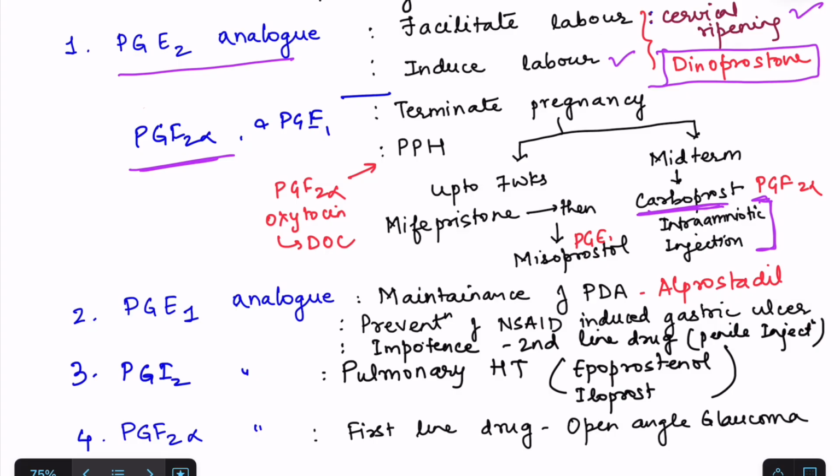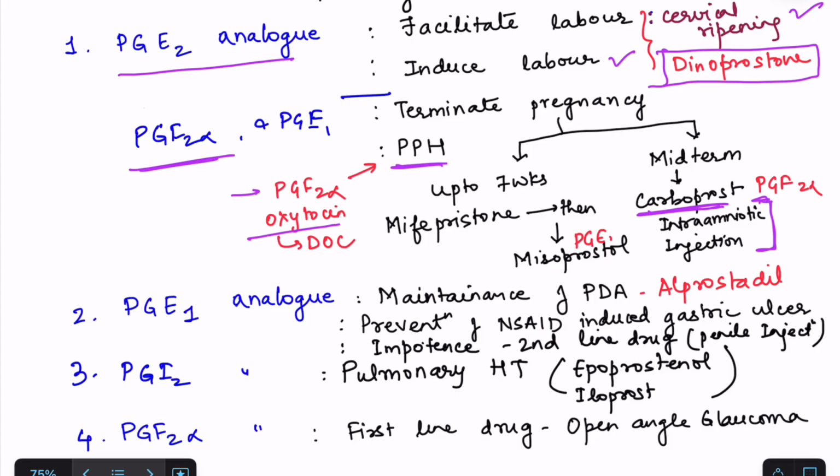Then this carboprost is also used in postpartum hemorrhage. The drug of choice for postpartum hemorrhage treatment as well as in prophylaxis is oxytocin, but prostaglandin F2 alpha can also be used, that is the carboprost can also be used for postpartum hemorrhage.